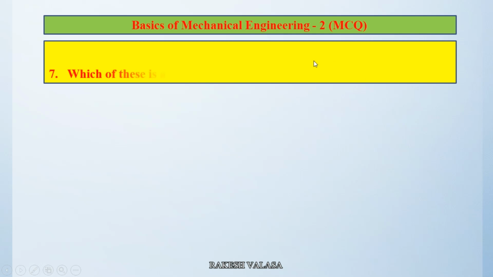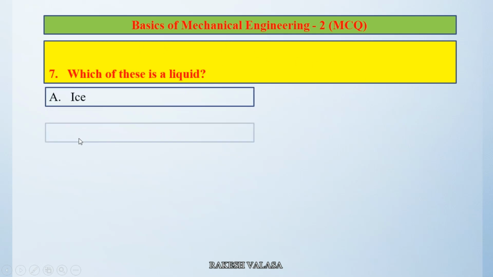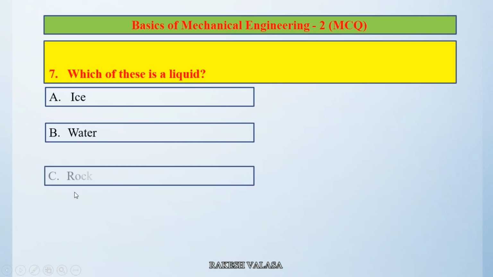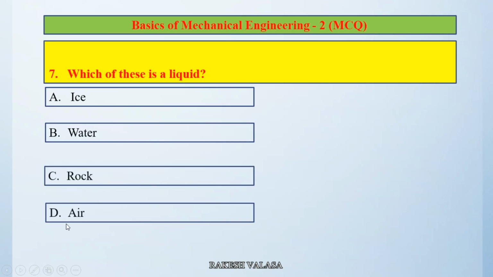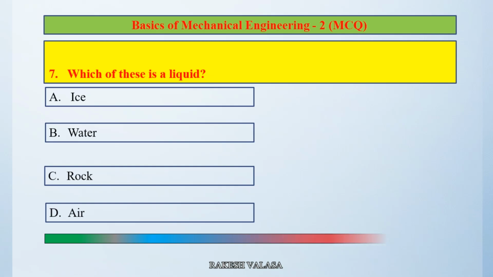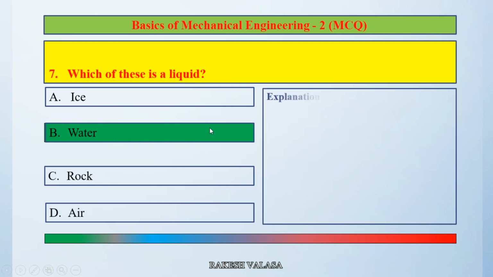Question number 7. Which of these is a liquid? Option A, ice. Option B, water. Option C, rock. Option D, air. The correct answer is option B, water. Let us see the explanation.